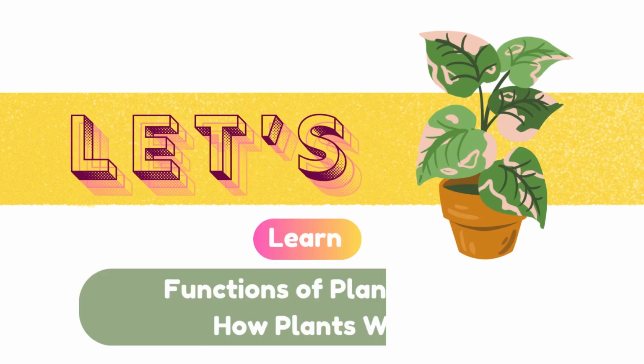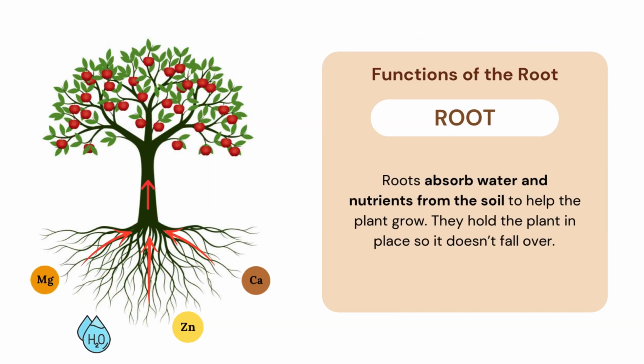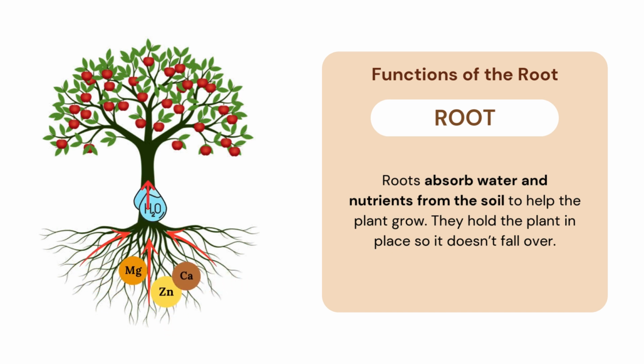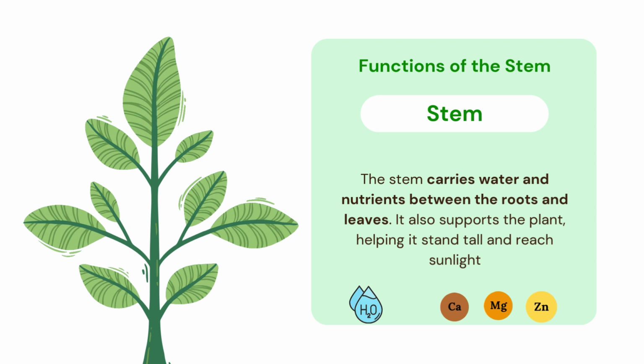Let's learn about plant parts and their functions. Root. Roots absorb water and nutrients from the soil to help the plant grow. They hold the plant strongly. Functions of stem. Stem carries water and nutrients between the roots and leaves.